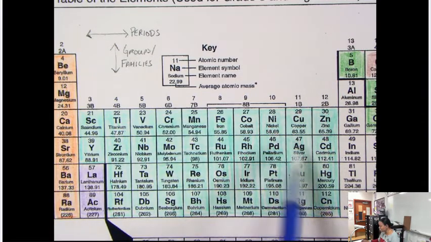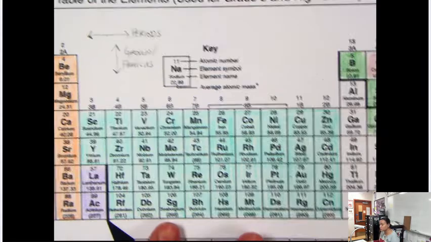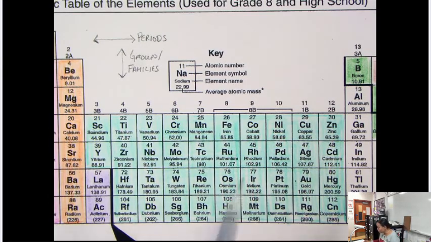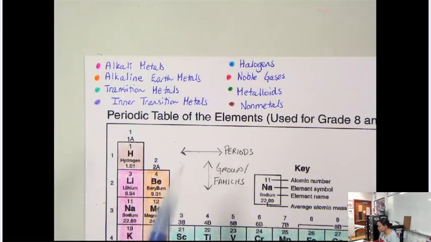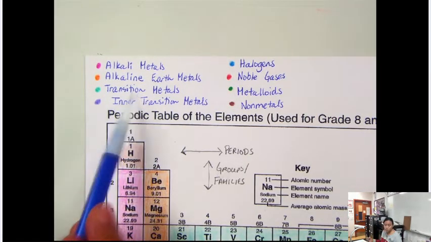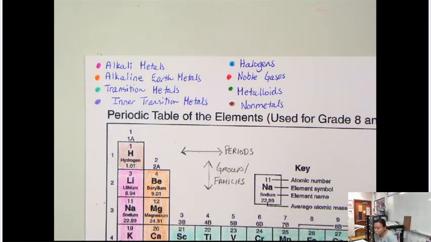These are all called transition metals. The ones that ended with the D are called transition metals. If you were writing the electron configuration, they ended with electrons in the D orbital. Transition metals.